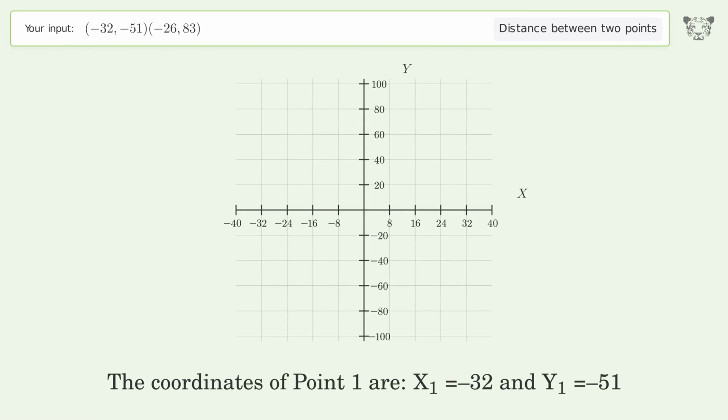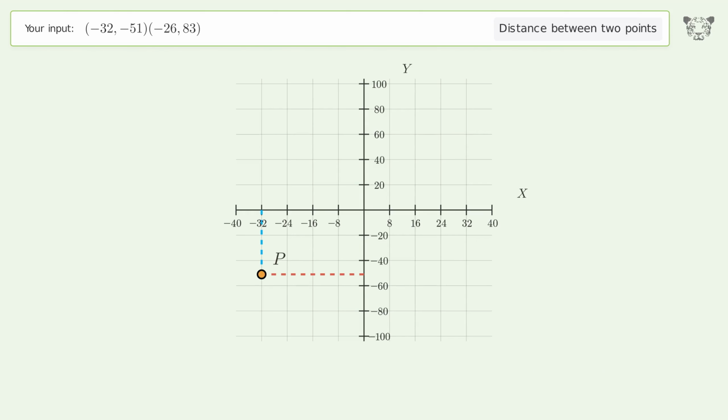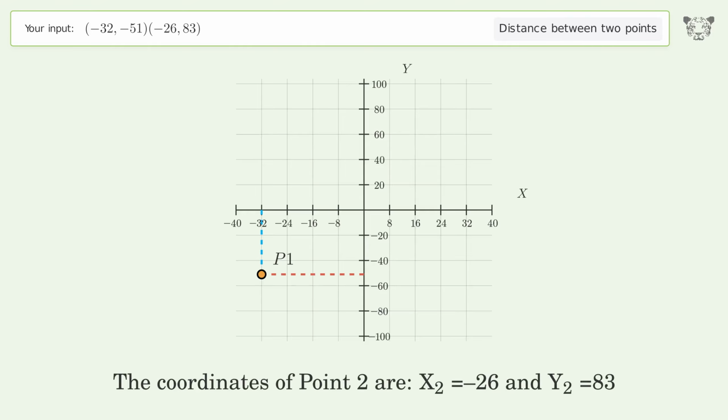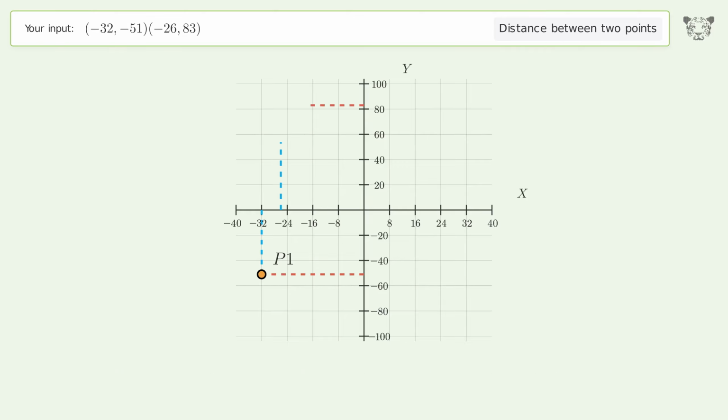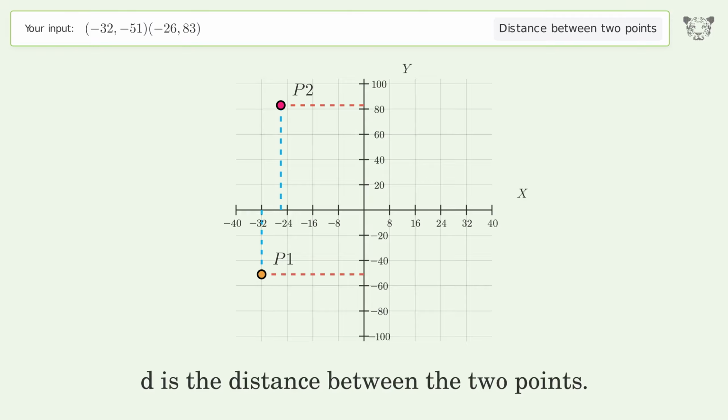The coordinates of point 1 are x1 equals -32 and y1 equals -51. The coordinates of point 2 are x2 equals -26 and y2 equals 83. D is the distance between the 2 points.